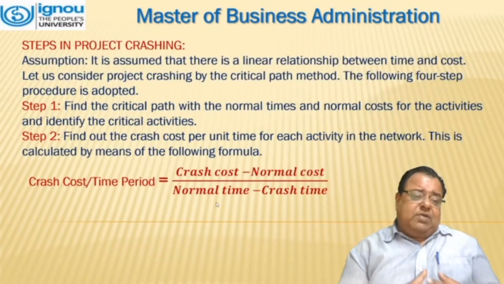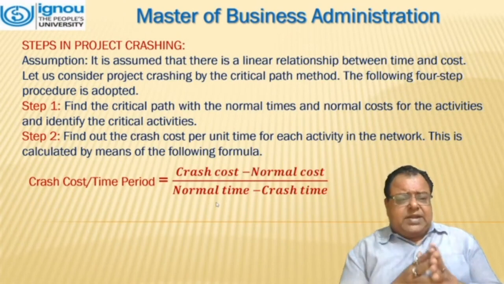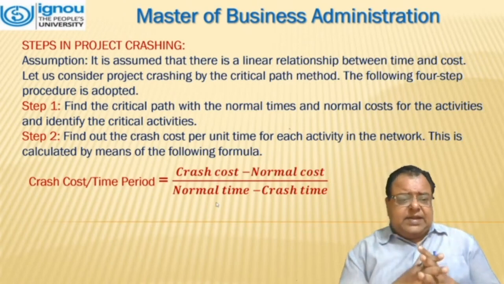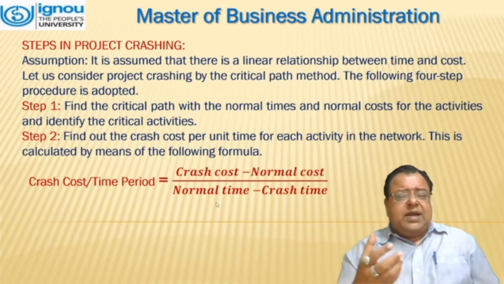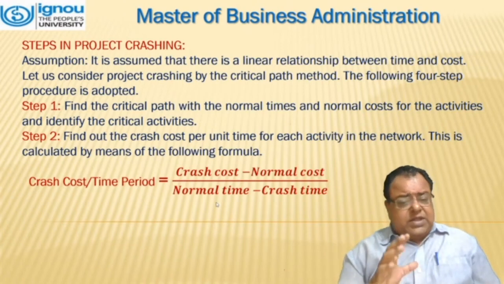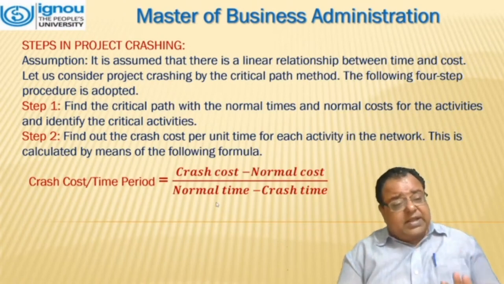What are the steps required or performed in project crashing? Assumption: it is assumed that there is a linear relationship between the time and cost. Let us consider project crashing by the critical path method. The following 4 steps are adopted. Step 1: find the critical path with the normal times and normal cost of the activities and identify the critical activities, which we have done. Second, find out the crash cost per unit time for each activity in the network.